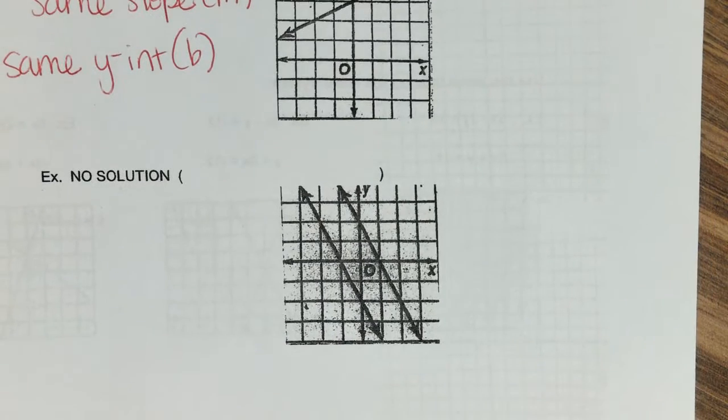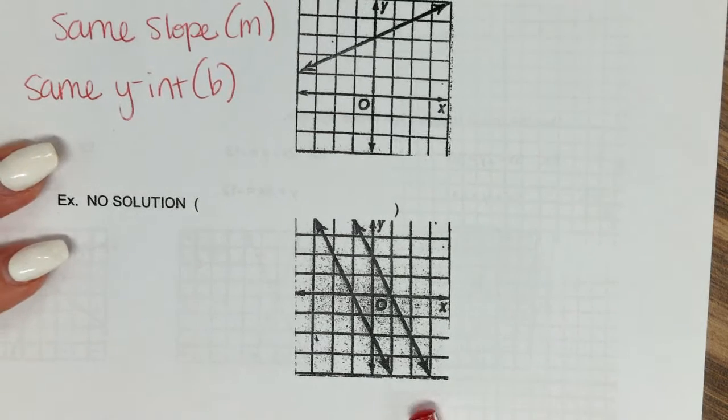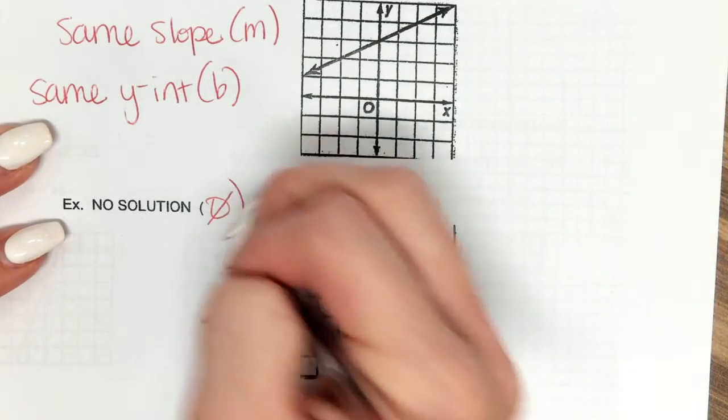What happens when you have parallel lines? Will you have a solution? They will never intersect. And when did we learn this? We talked about this when we were learning how to solve equations on paper. Yes? And now we're looking at it from a graph's perspective. So you've already been introduced to this. But when you have parallel lines, your answer will be no solution.